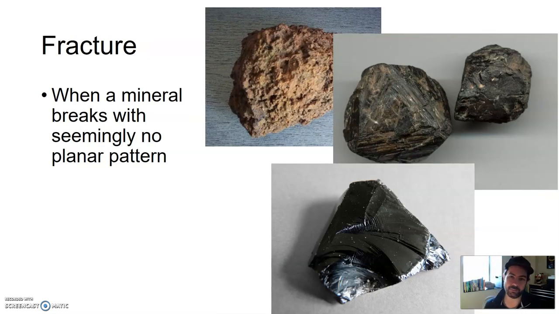Sometimes when you smack a mineral, they don't form nice flat, parallel sides. They don't have good cleavage. The opposite of cleavage is fracture, when a mineral breaks with really no pattern at all. You smack it and it just kind of falls apart. There are no parallel sides to it. Here are some great examples of things that have been smacked, but that just fractured.